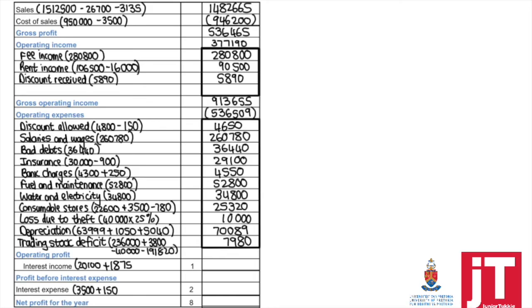Once we've done with all the operating expenses, we draw a block around it and we total it. That must be in brackets because gross operating income minus operating expenses equals my operating profit, plus my total interest income equals profit before interest expense, minus my total interest expense equals the net profit for the year.